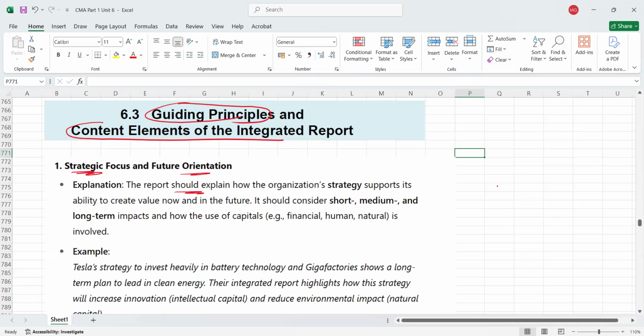The report should explain, because your overall integrated report should explain how the organization's strategies support its ability to create value over time, now and in the future. It should also consider short, medium, and long term impacts and how they use the capital. Actually, these things I have already explained in the integrated reporting content, but these are the guiding principles. They are trying to tell you, okay, at least your report should include the information about strategy, how it is supporting your organization to create the value now and in the future.